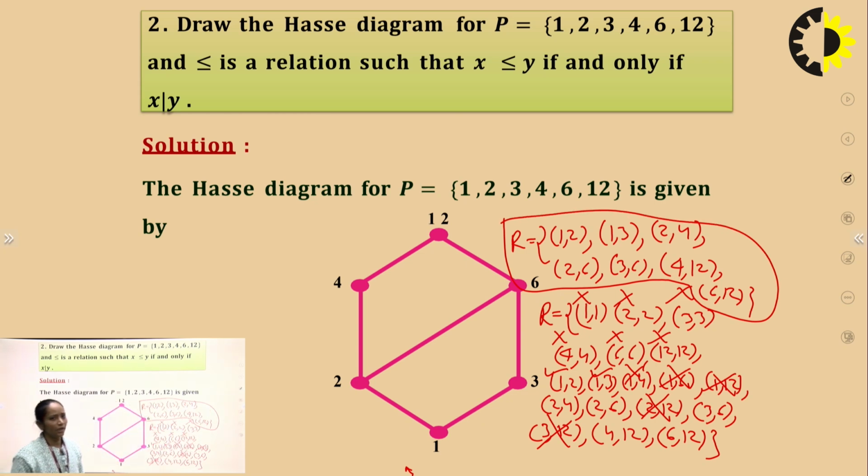These are the relations left after removing the reflexivity and transitivity. So we have to create the Hasse diagram for this particular relation. Considering this diagram: 1, 2, yes, it is given; 1, 3; then 2, 4; again 2, 6, yes, it is; 3, 6, yes; then 4, 12 and 6, 12. So this is the Hasse diagram for this particular relation.